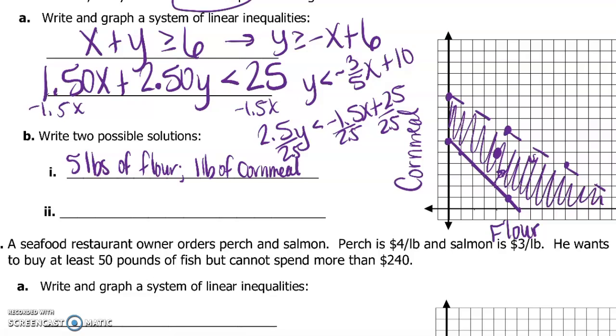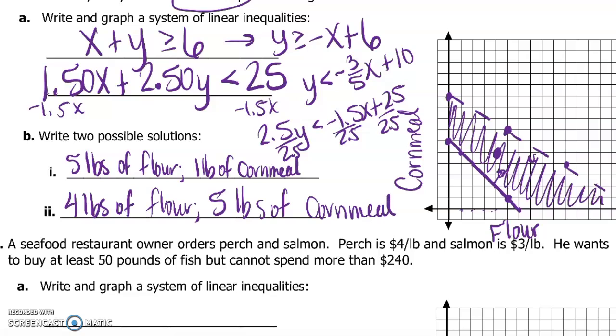So if I pick that one, that would be 4 pounds of flour and 5 pounds of cornmeal. So make sure you write out specifically what you are using for your answer.